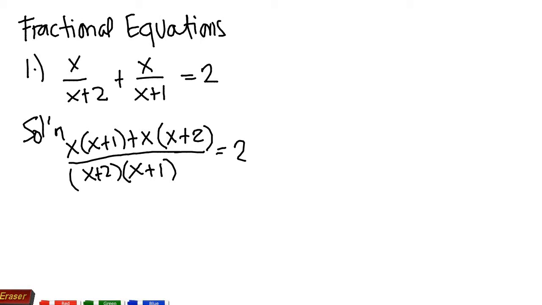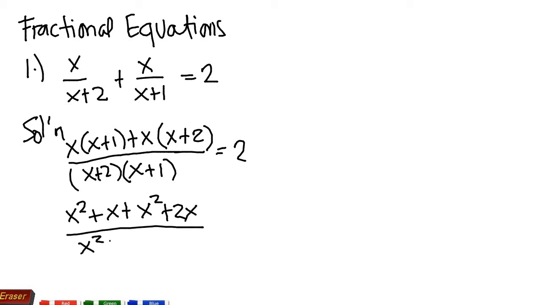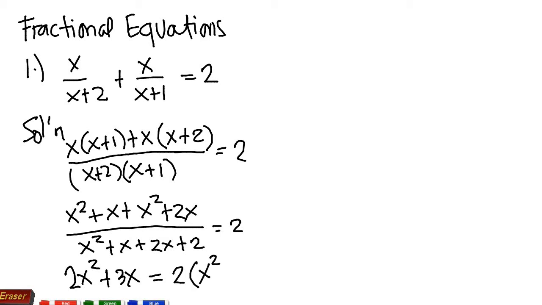Then we simplify. So x times x gives us x squared plus x, plus x squared plus 2x. On the right side we cross multiply the denominator to the other side and simplify, so that will give us 2 times x squared plus 3x plus 2. Adding x squared plus x squared gives us 2x squared, and then plus 3x.